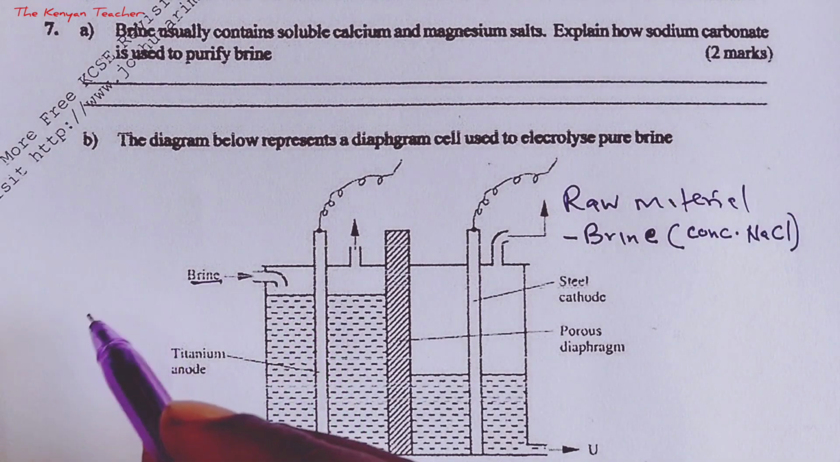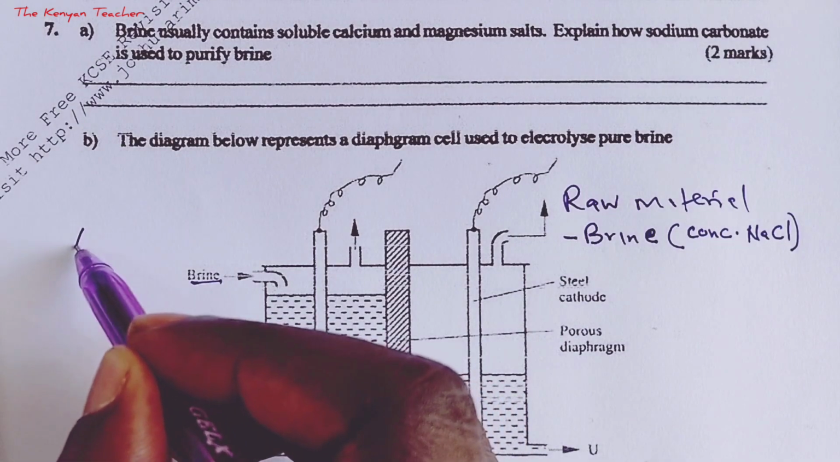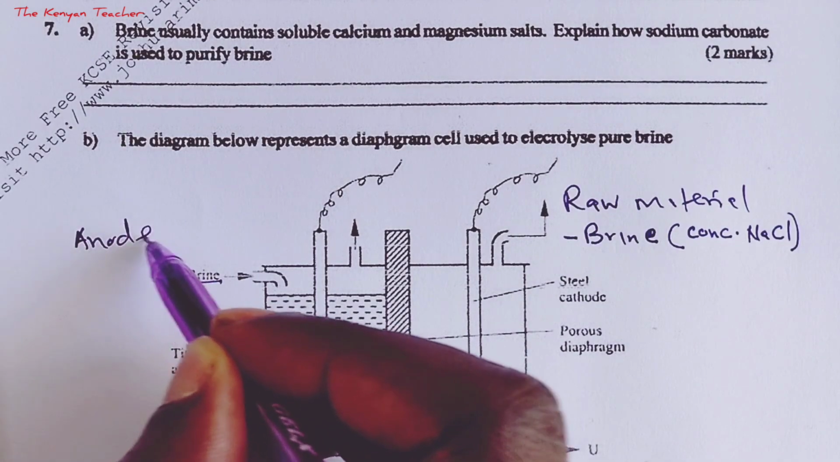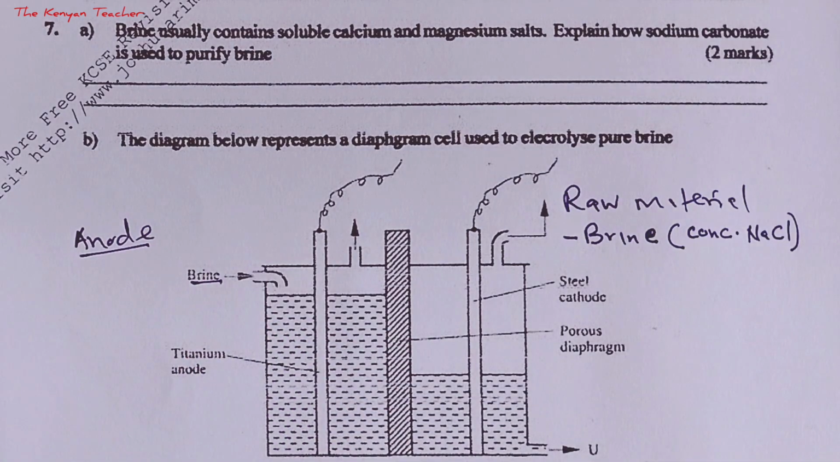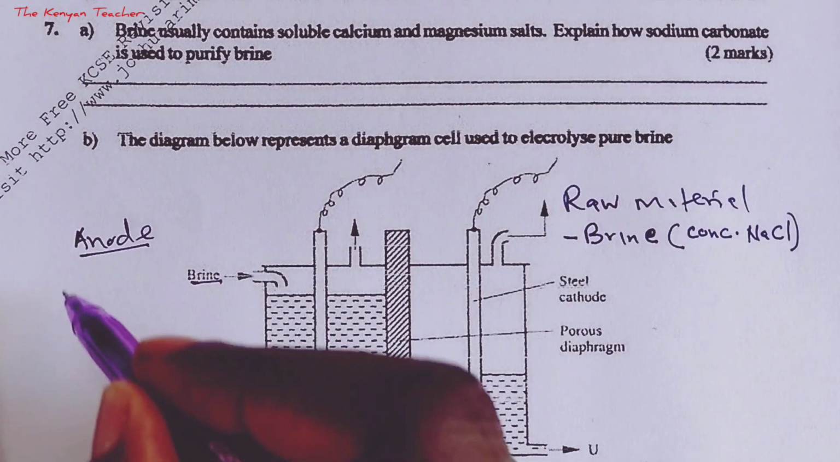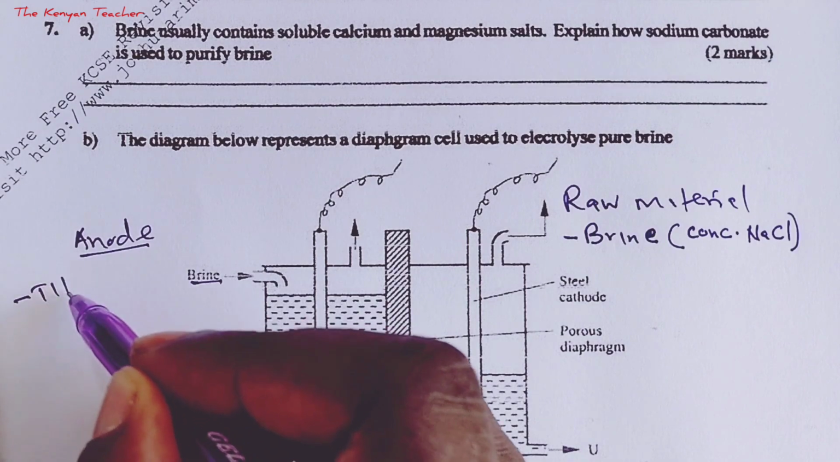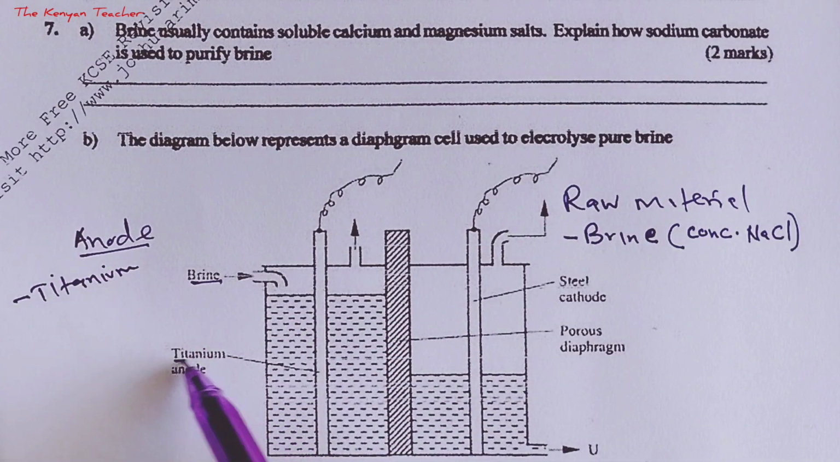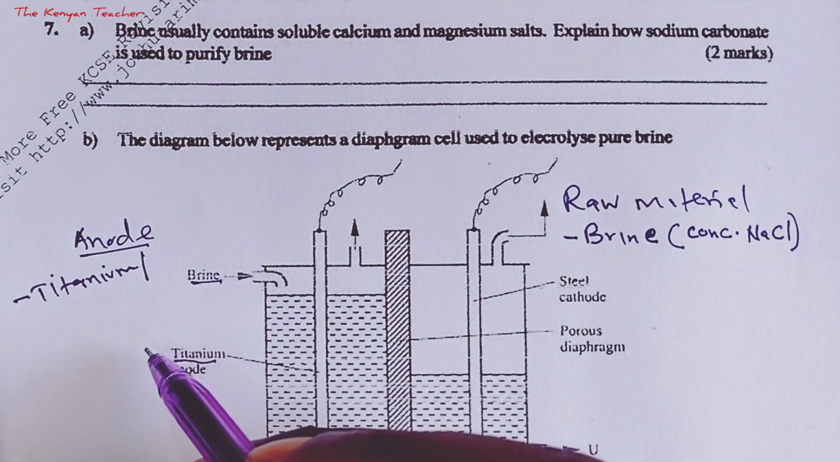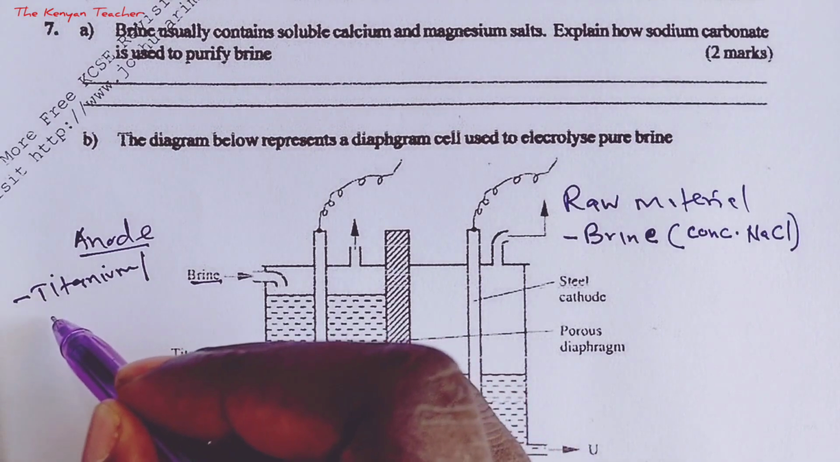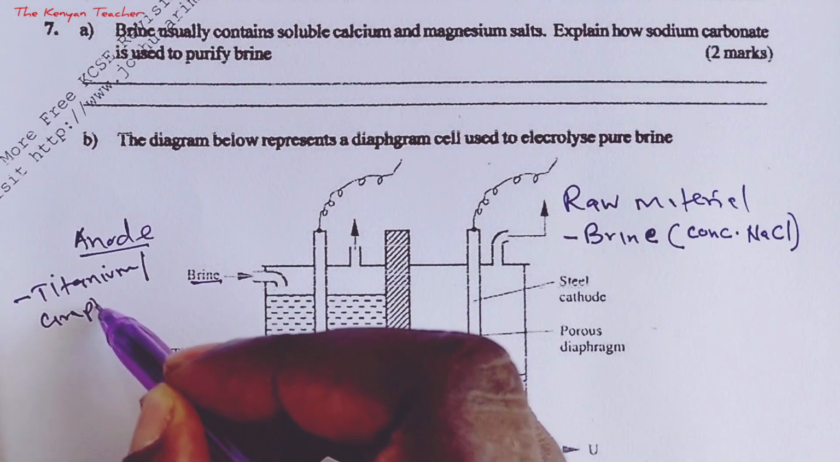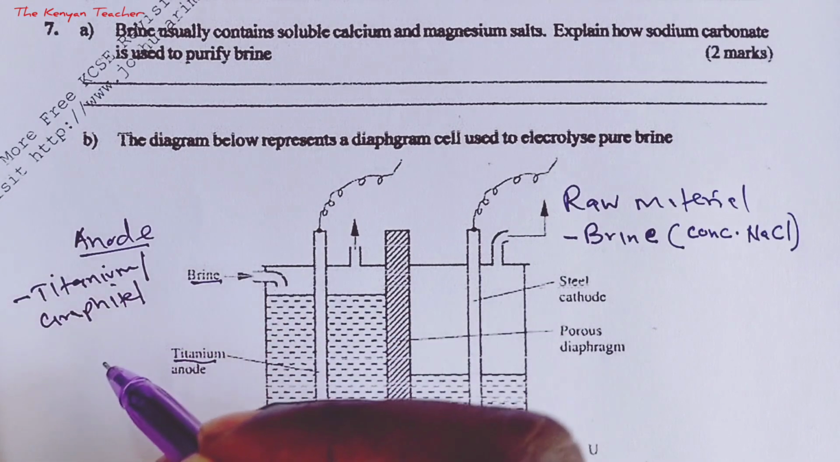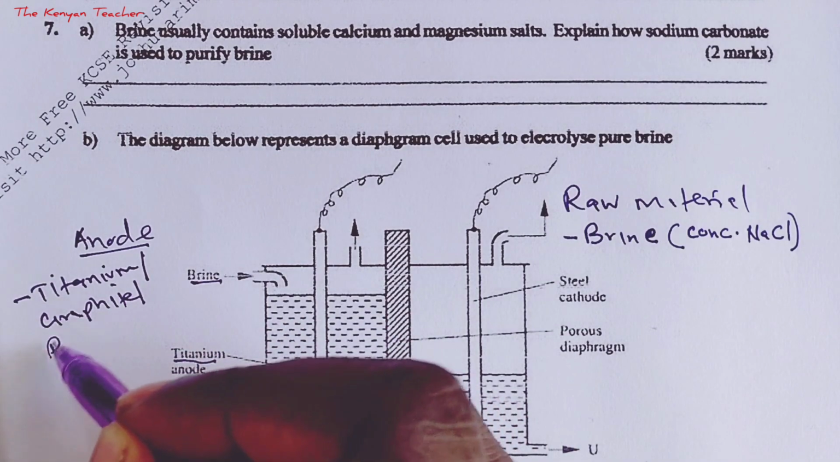Now, let's talk about the anode. As you can see, the anode is on the left-hand side here, and it is made of titanium, just as been labeled here. Though we have other materials that you can use, which includes graphite or even platinum.